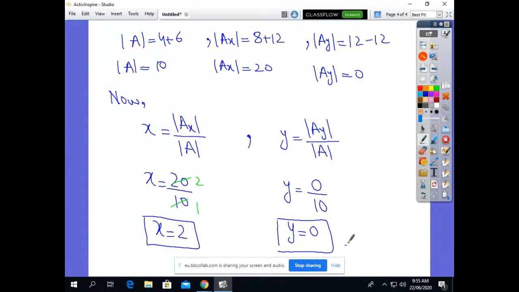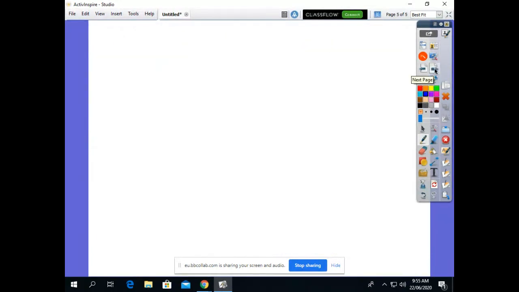We solve the next question now. If there is any problem with how we find the values of x and y with the help of Cramer's rule, then discuss it with me. Okay, now we solve part number 3 of question number 1.